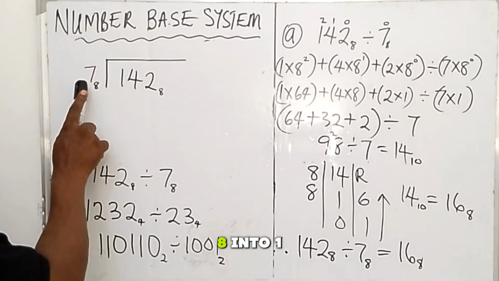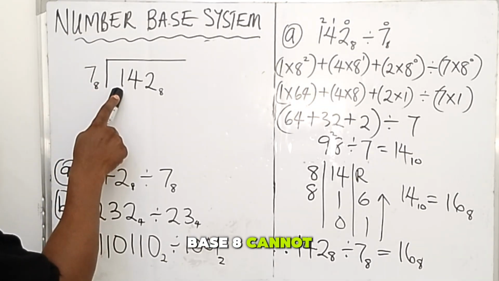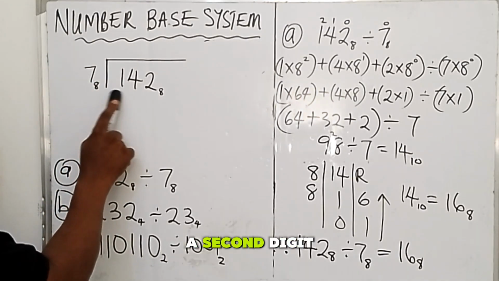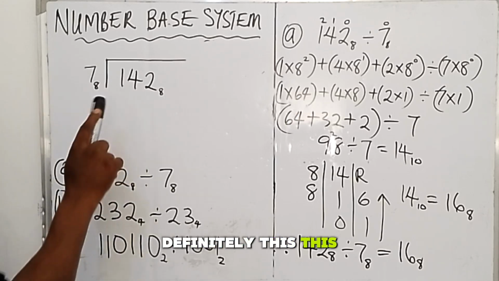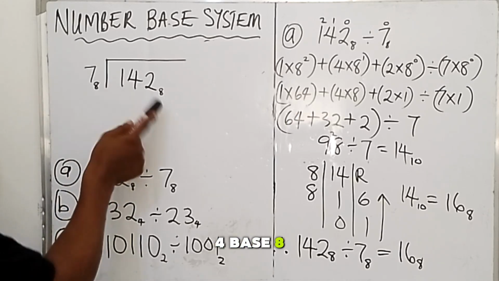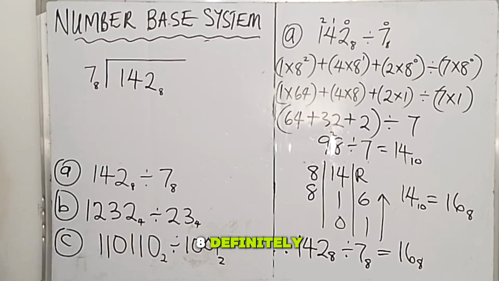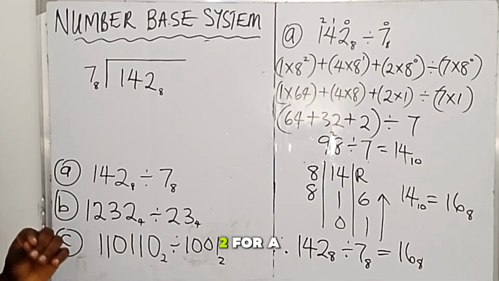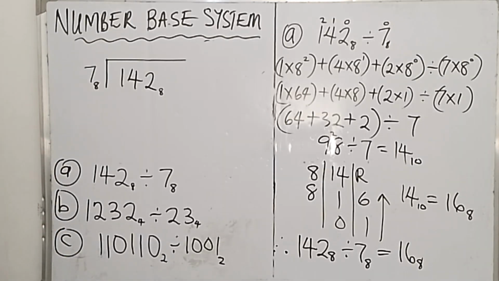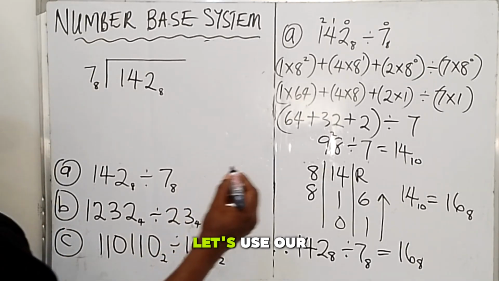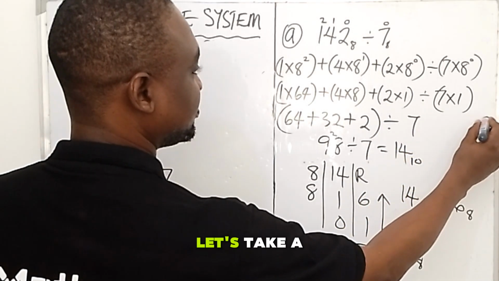Now, 7 base 8 into 1 base 8 cannot. So we'll bring in a second digit, which makes a 2-digit number. Definitely, this number, 14 base 8, will be bigger than 7 base 8. Now, let's try. Let's use a 2. For a 2, 7 times 2. Let's use our rough here. Let's take a rough here, please.